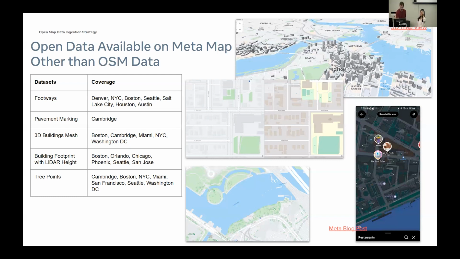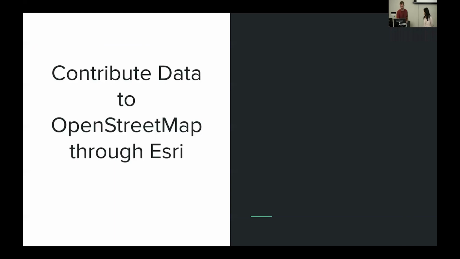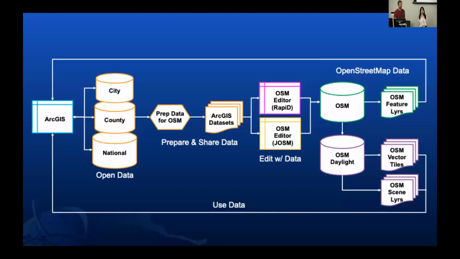All right, thanks, Yunzi. So at ESRI, as a lot of you probably know, we have a lot of city, county, national government agencies as customers. They have a lot of open data, and for a variety of different reasons, they want to see that open data in places like OpenStreetMap.